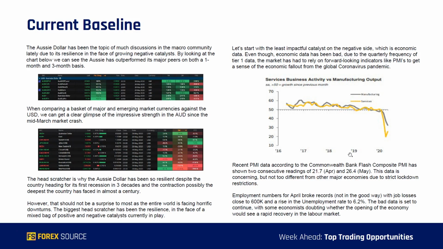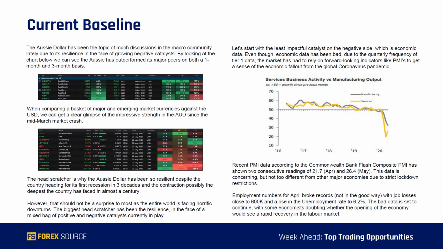So employment numbers, another one, broke records, not in a good way, of course. Job losses close to 600,000, unemployment rate rising to 6.2%. Now, the bad data is said to continue, with some economists actually doubting whether the reopening of the economy will see any type of rapid recovery in terms of the labor market.